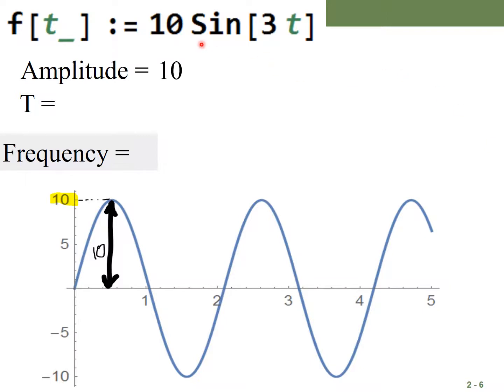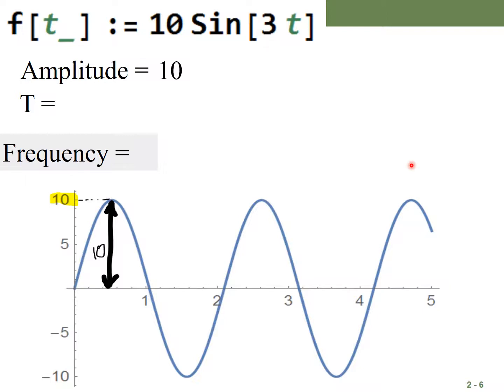Of course, sine is going to go between -1 and 1, and whatever is multiplied at the front of it will be the amplitude of the thing. So the amplitude is just this 10 in front of our sine wave. How about the period and the frequency? That's going to get into what's happening here.